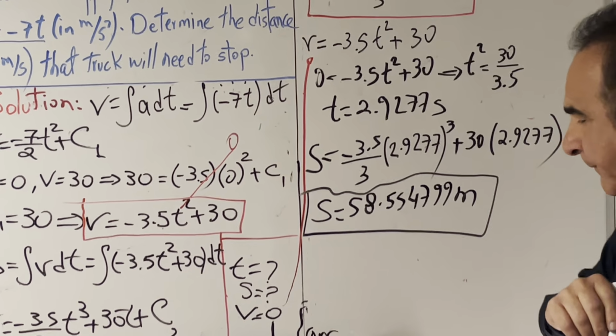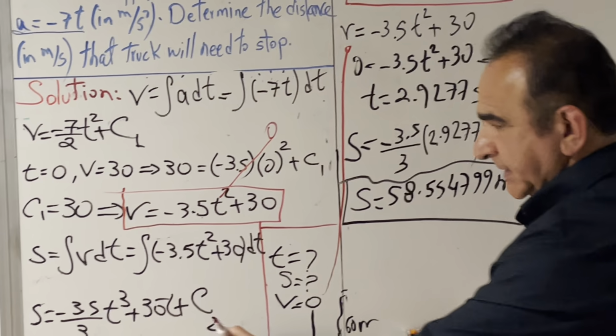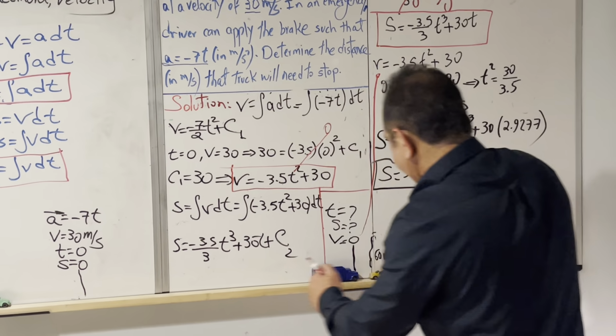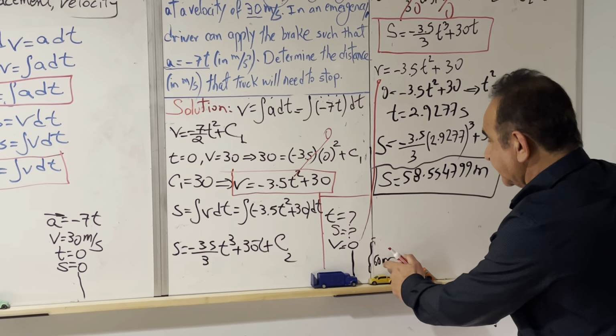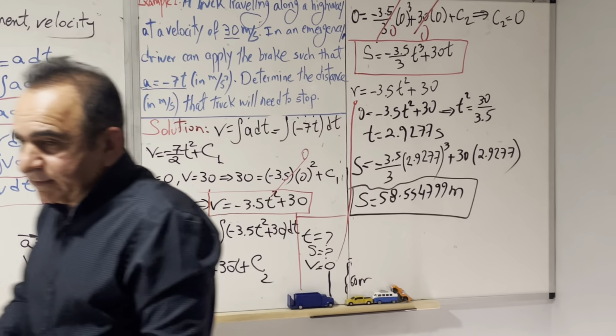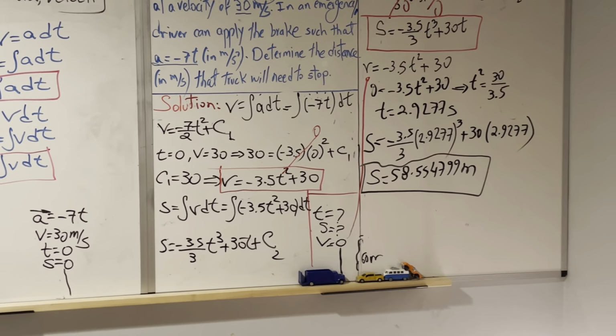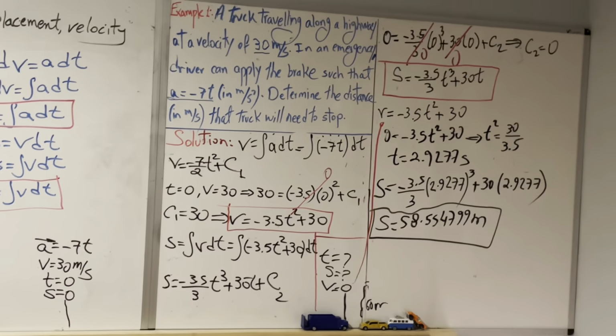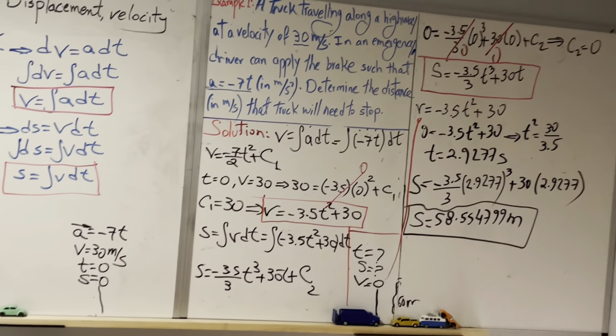We will compare with the distance, the initial distance until the point of collision, which is 60 meters, and wonderful. The truck driver could avoid the accident.